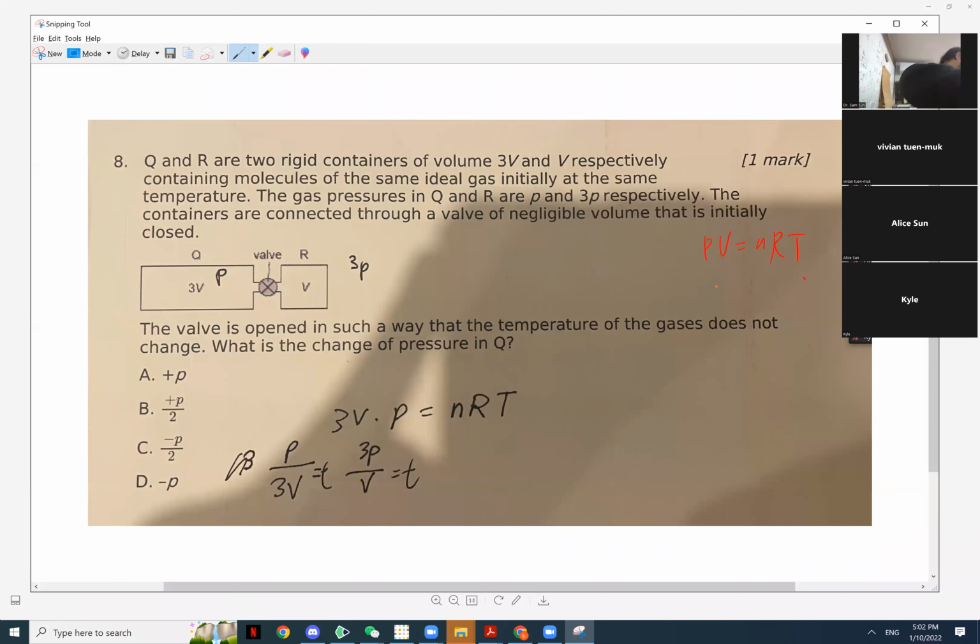Guys, have a try, huh? Today is the last lesson for this term. Yeah, later we continue magnetism. Now, number 8.